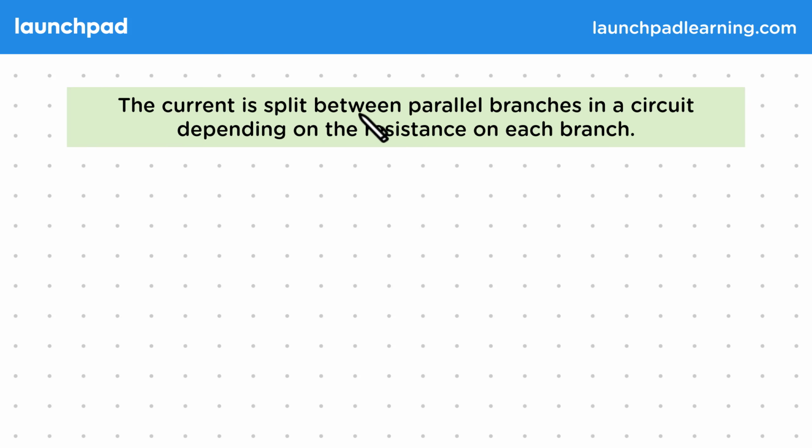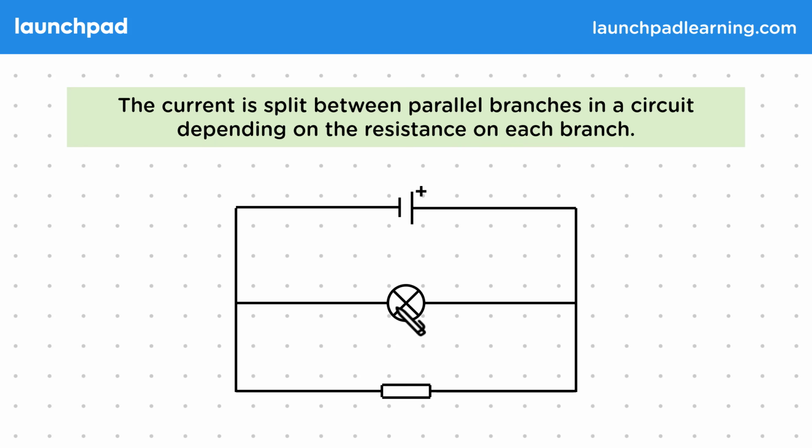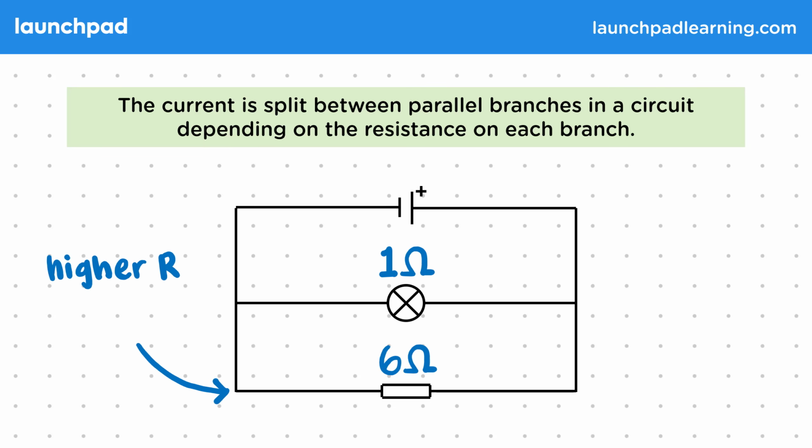Well, the current is split between parallel branches in a circuit depending on the resistance on each branch. In this circuit, we have a lamp and a resistor on parallel branches. The lamp has a resistance of 1 ohm, while the resistor has a resistance of 6 ohms. So since this bottom branch has the higher resistance, it will also have the lower current flowing through it. In fact, the greater the resistance of a branch, the lower the share of current it will get. Often, parallel circuits will use resistors like this to adjust how currents are split between their branches.